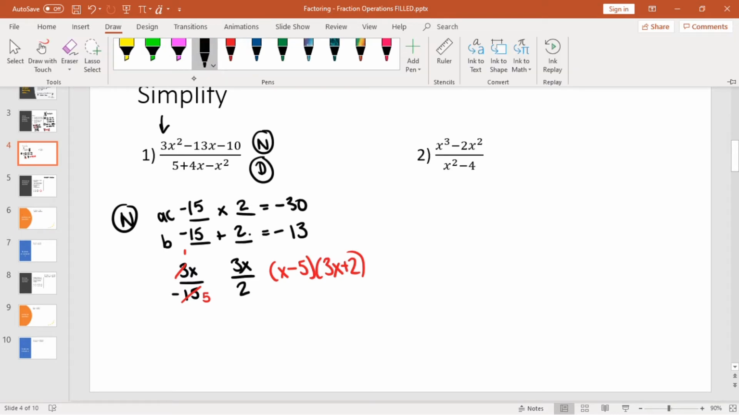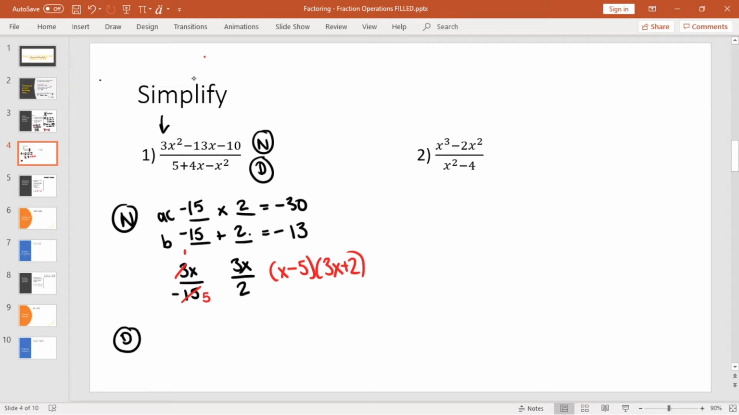Looking at the denominator, I'm going to rearrange it: -x squared in descending order plus 4x plus 5. I'm going to factor out the negative because I don't like my leading term to be negative, which will change the sign of everything. And then it's a simple trinomial.